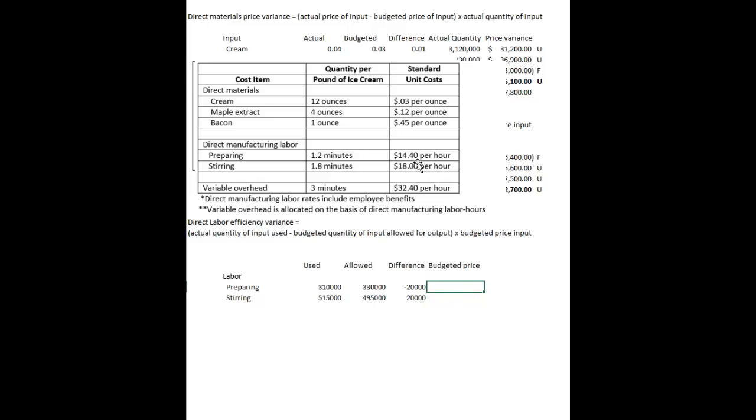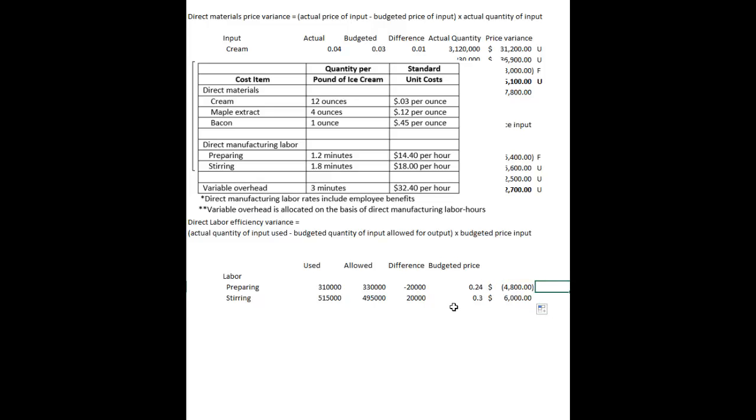Now here you have to do some converting. You can see the stirring department is a higher skilled position. They get paid more than the preparing department. You take that $14.40, that's for 60 minutes, right? One hour. So you have to convert that into minutes because our unit of measure here is minutes. So you divide that by 60, it's 24 cents a minute. And for the stirring department, it's $18 divided by 60, it's 30 cents a minute. So my total efficiency variance is the budgeted price times that difference for each department.